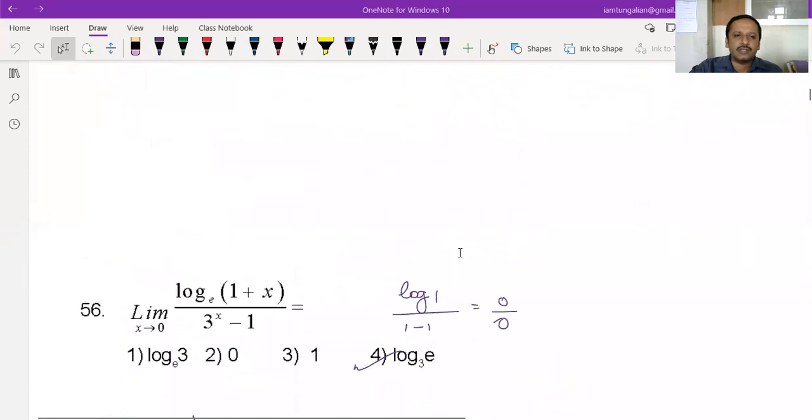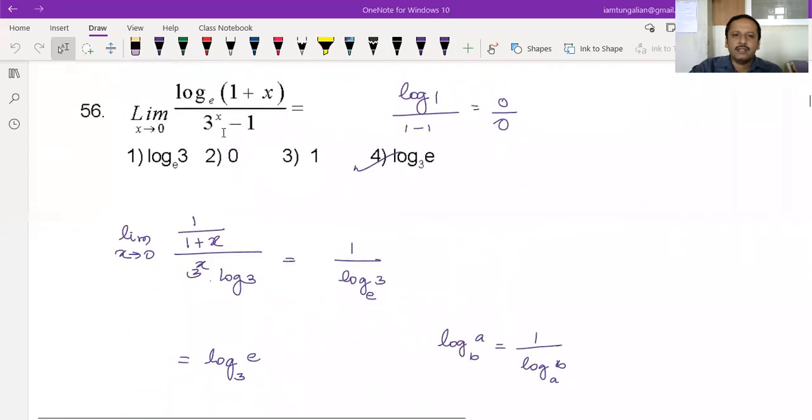56th question, differentiation of the denominator. 3 power x, derivative of a power x is a power x into log a. So the derivative of 3 power x is 3 power x into log 3. Minus 1 is a constant, so its derivative is 0. Infinity power 3 or any number, what is its value? Infinity to the power of any number is infinity.